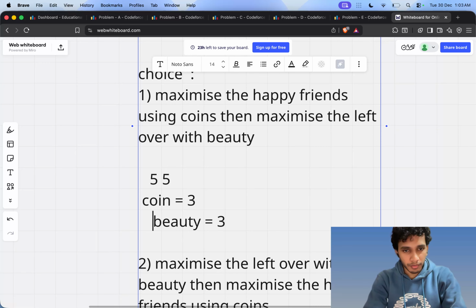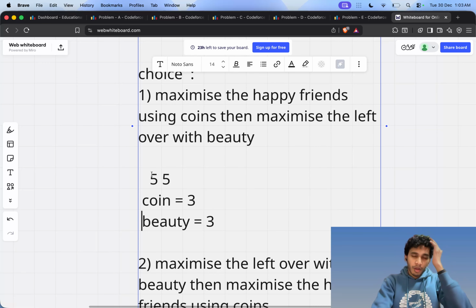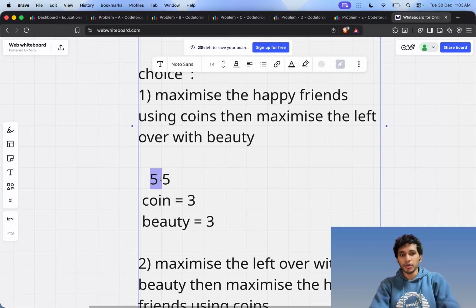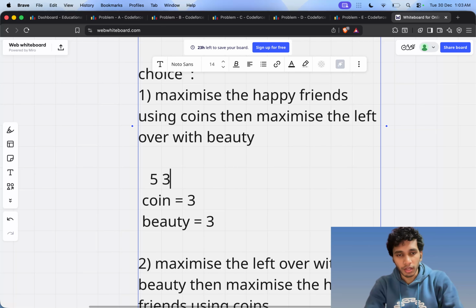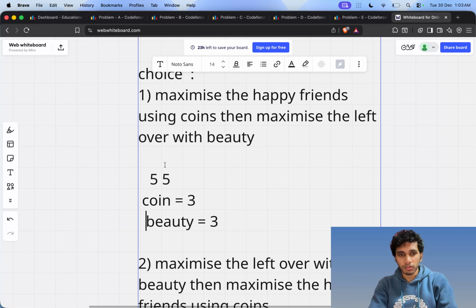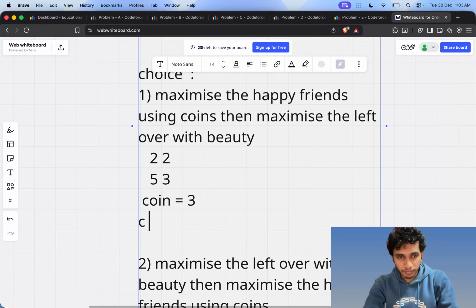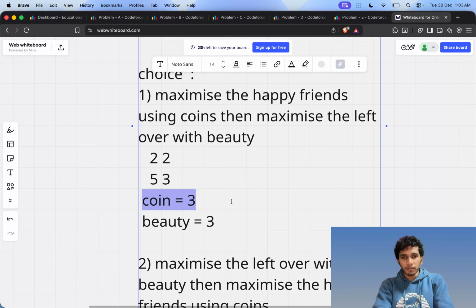Here we had beauty. Now can we make him happy? No, because he wants beauty 5 and coins. Really sorry, this was the scenario. The friends want 3 coins, 2 coins and 2 beauty, or 5 coins and 5 beauty, and 3 coins. Now how many coins do we have? We have 3 coins and we have 3 beauty.